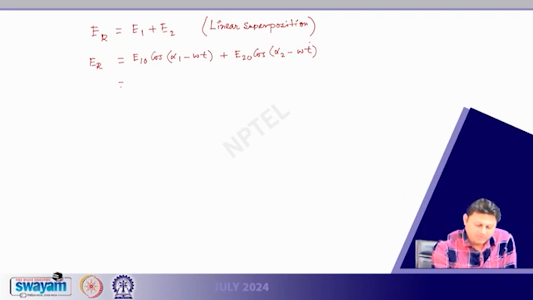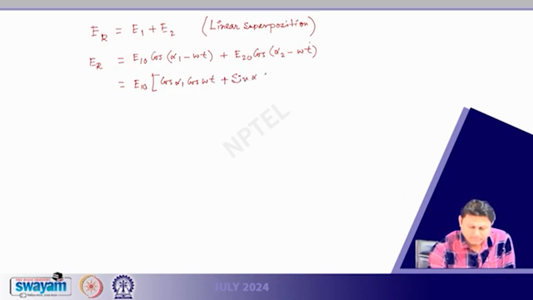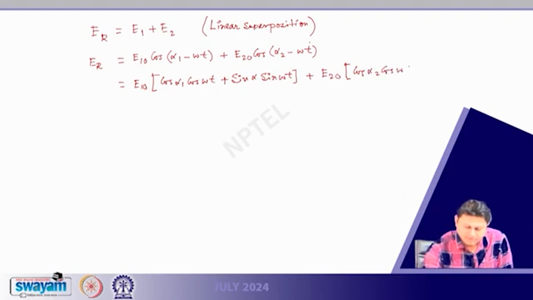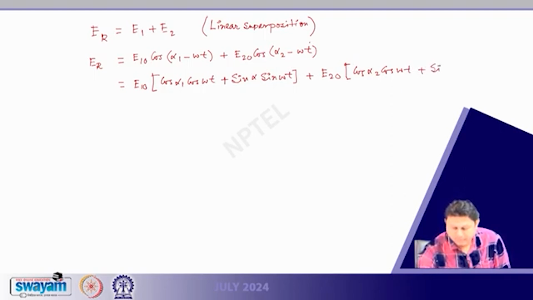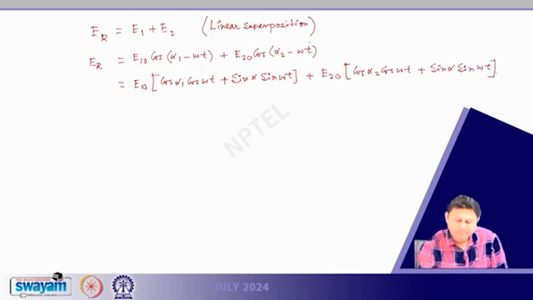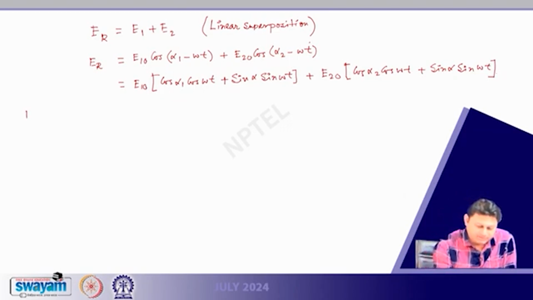Well, I can expand this cosine, and if I do, I have E10 times cos A minus B, so it is cos A cos B plus sin A sin B. So I have the other expression as well, cos A cos B plus sin A sin B.